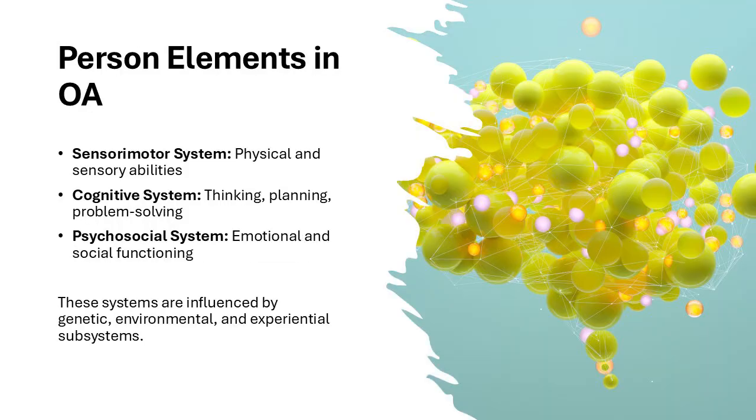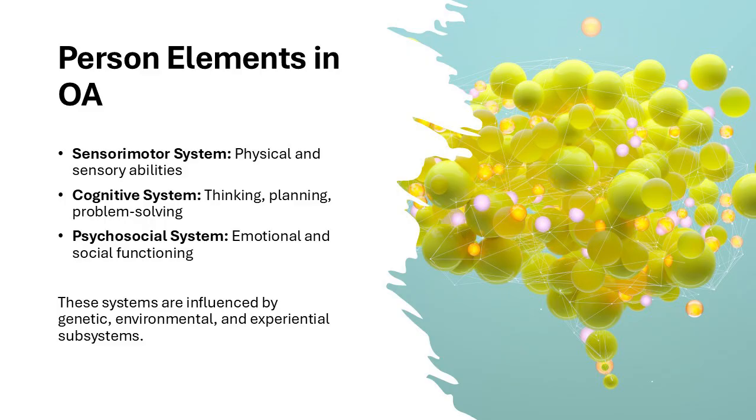So zooming back in on the person themselves, OA looks at the person elements through three internal systems that all work together. Right, the sensorimotor system, physical skills, sensory processing. The cognitive system, thinking, planning, memory, problem solving. And the psychosocial system, emotion, self-perception, social interaction. Exactly. And it's crucial to remember these aren't fixed. They're constantly being shaped by our genetics, our environment, all our life experiences, always interacting, always adapting.